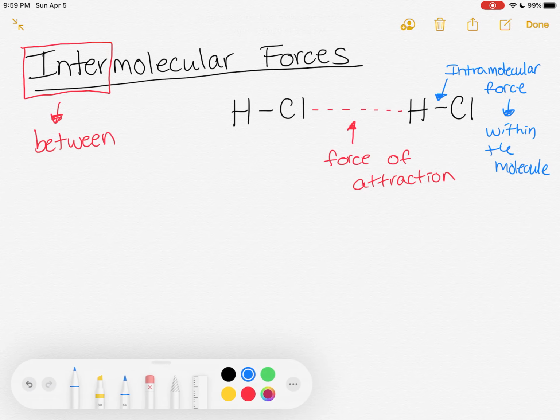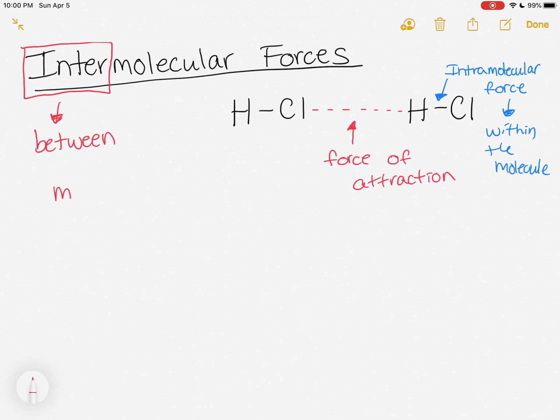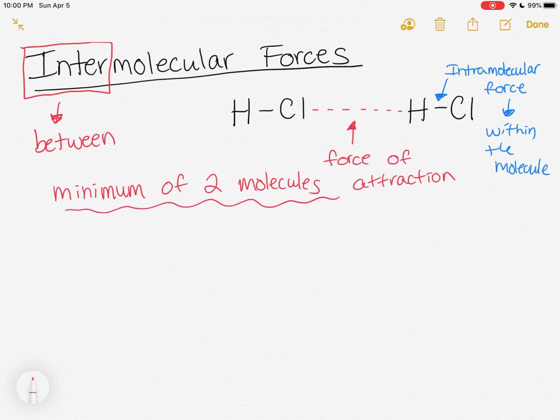And so when we are drawing pictures of intermolecular forces, we need a minimum of 2 molecules. Because in order for us to draw something that's happening between objects, we need at least 2 objects to show what's happening between them. So we need at least 2 molecules. We have to be drawing at least 2 molecules so that we can illustrate an intermolecular force.